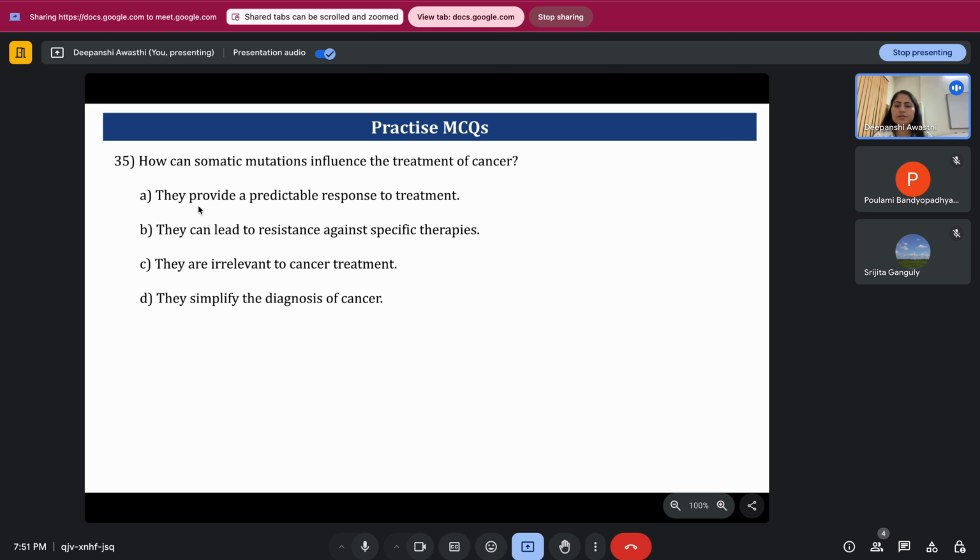Now question number 35. How can somatic mutations influence the treatment of cancer? Option A, they provide a predictable response to treatment. Option B, they can lead to resistance against specific therapies. Option C, they are irrelevant to cancer treatment. And option D, they simplify the diagnosis of cancer. So, how can these somatic mutations influence cancer treatment?